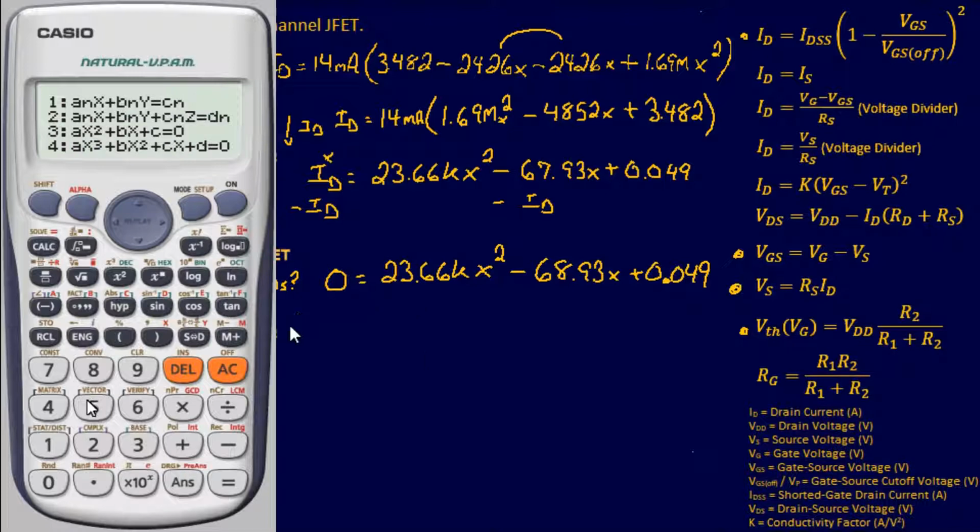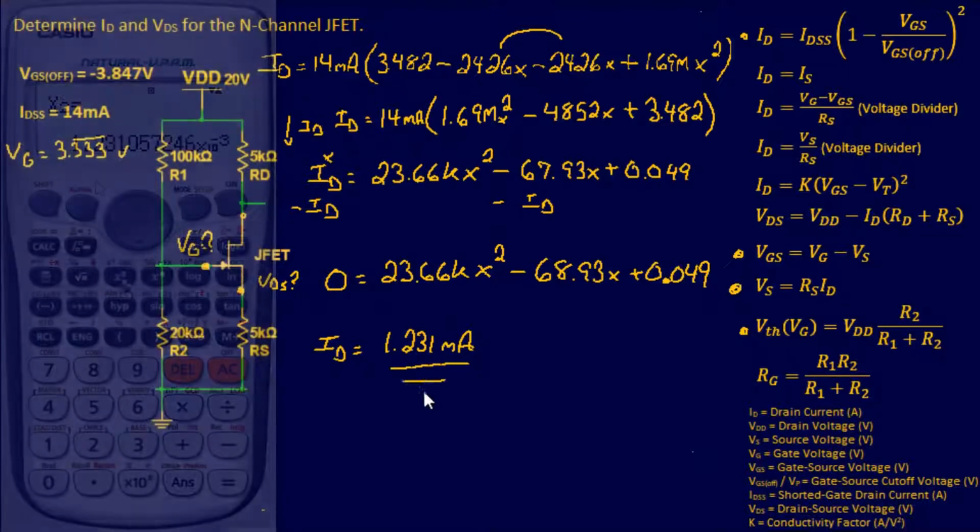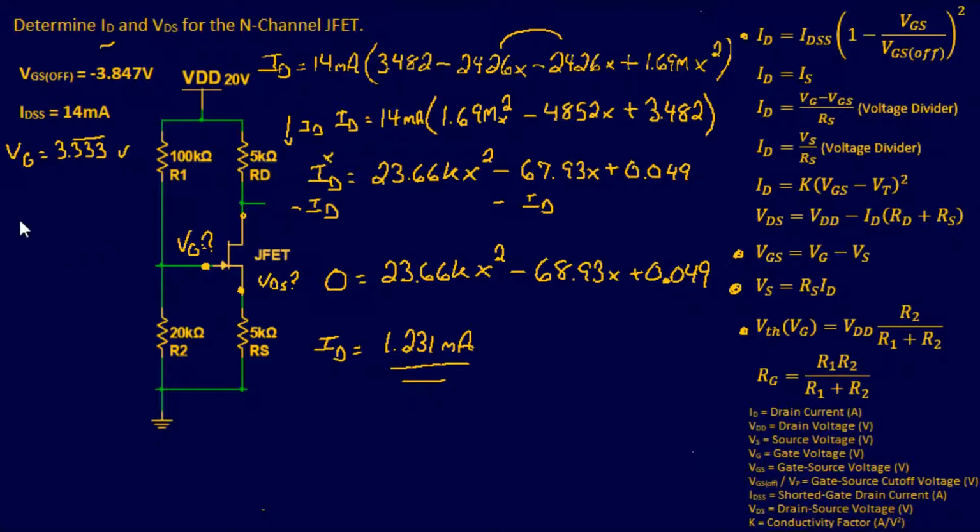0.049. Well, now that we have that, we can actually plug and chug this guy right into our calculator as is. So what we're going to do is go to equation mode, select option 3, and then actually plug these numbers in. And looking at our calculator, it's going to give us an actual final answer of ID equals 1.231 milliamps. So that right there is this guy right there. And I'll tell you what, I'll put him to the side, that way we have it on a permanent scale.